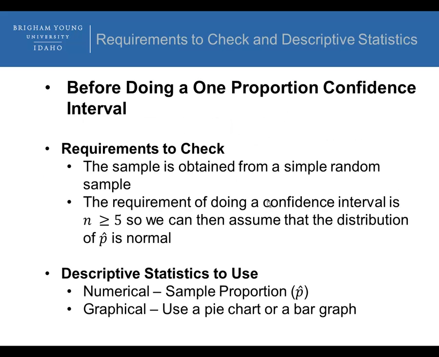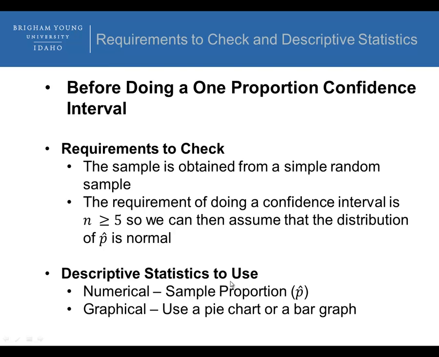Okay? So now, the requirements to check for doing the one proportion confidence interval. First of all, the sample is obtained from a simple random sample, and the requirement for doing the confidence interval is n is greater than or equal to 5. So we can assume that the distribution of p hat is normal. And so that's the reason, the sample size being 5 is small. That's why we use the +4 estimator when doing a confidence interval, because we have a smaller requirement.